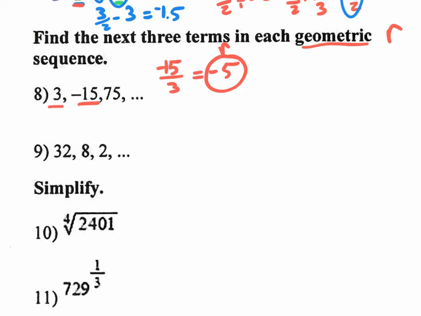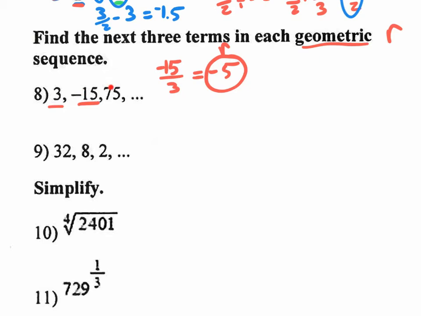And then you could use that common ratio to find the next terms. Like for example, that first number 3 times the common ratio, negative 5, that gets you to the negative 15. And then if you take negative 15, multiply it by negative 5, that'll get you to the negative 75. So what would the next number be?